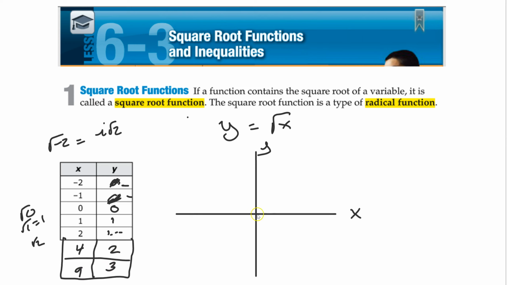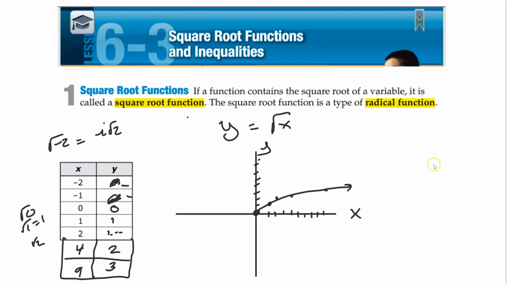So we start at 0. 1, 2, 3, 4, 5, 6, 7, 8, 9. Okay. At 1, 1. At 2, a little bit more than 1. At 4, I go to 2. Yeah, that's a little lower. And at 9, I go to 3. So my graph looks kind of like this.